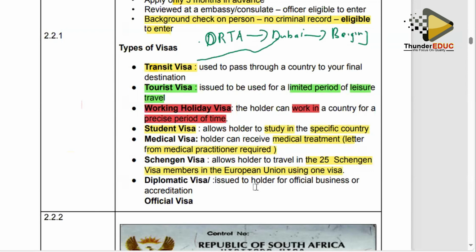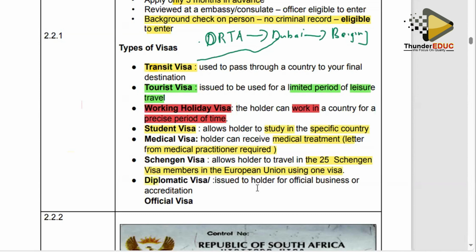So, for example, a Schengen visa can allow you to be in France. It can allow you to go to Sweden. It can allow you to go to Spain. It can allow you to go to Belgium. It can also allow you to go to Spain on one visa. So that is a Schengen visa.